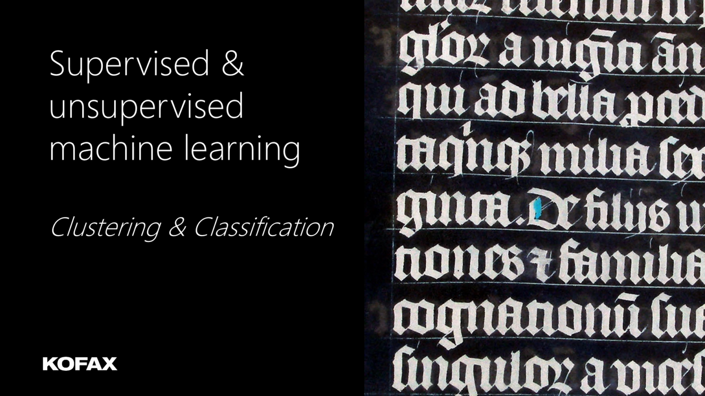Welcome to the first of many videos I'm going to be doing on Kofax Transformation, one of the key building blocks of the Kofax Intelligent Automation platform. In today's video, I want to talk about some of the key concepts here, like supervised and unsupervised machine learning, and I'm actually going to use the built-in clustering and classification methods within Kofax Transformation to do that.